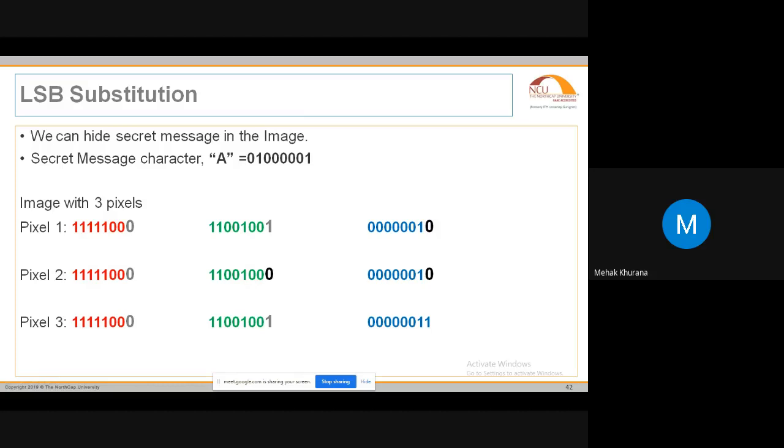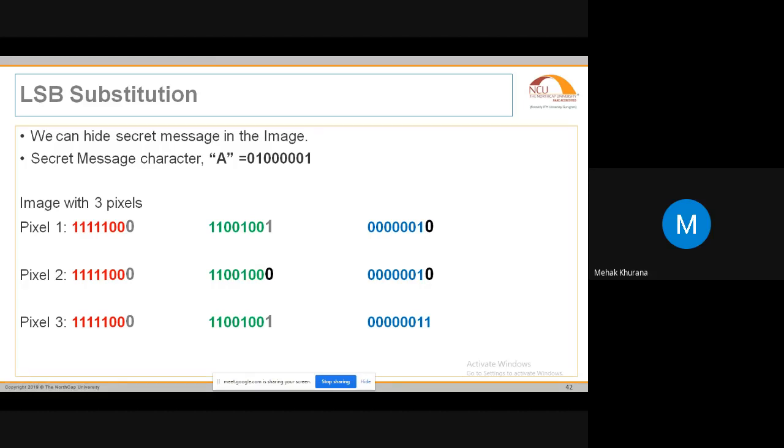And then talking about pixel 3, there is no change in the first byte, the red color. There is no change in the second byte, the green color, and the message is over. I don't need to change anything in the blue byte of pixel 3, because the message was 8 bits, and it has been added to the image. So now there is a small change.